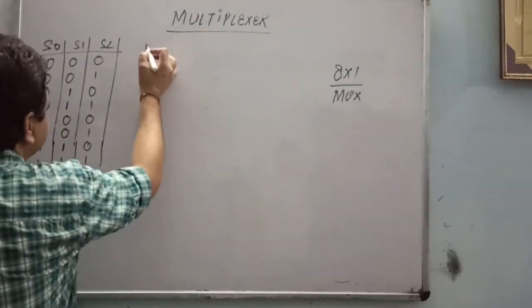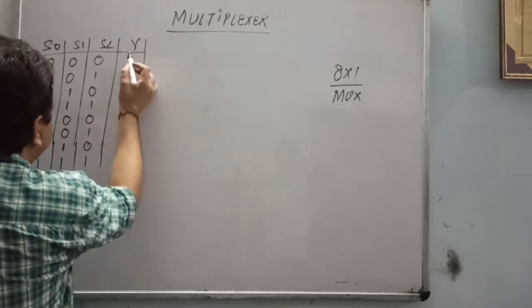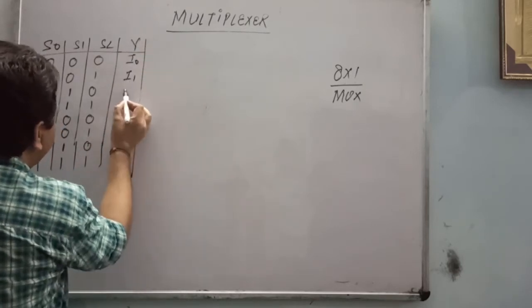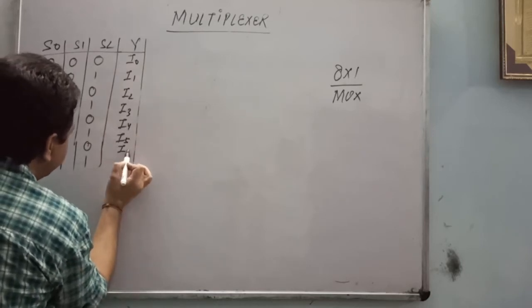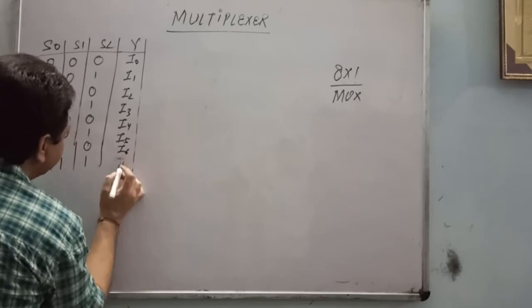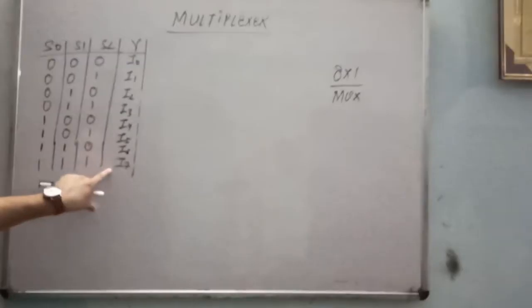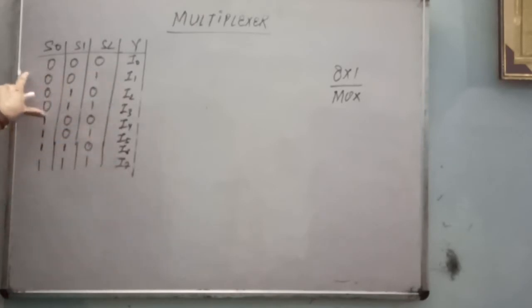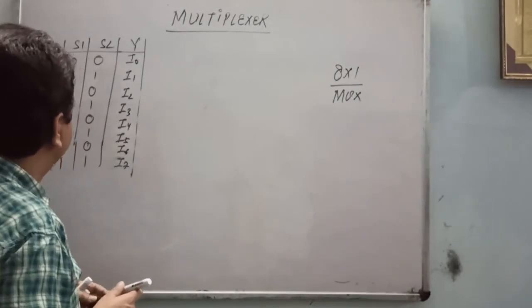Understand? So what will basically be the output here? I0, I1, I2, I3, I4, I5, I6 and I7. These are the input lines. For these input lines, there are certain different combinations of the selection lines. Understand? So now I am going to write the main term.